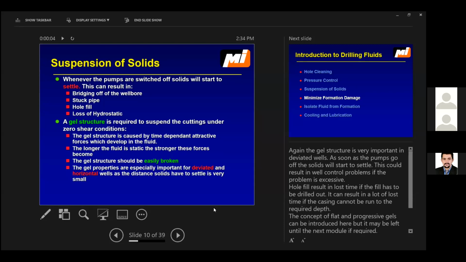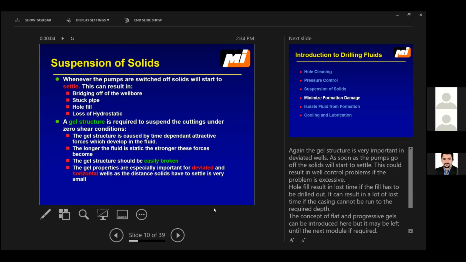So the gel structure should be easily broken. In simple terms, the gelling of the fluid, like a jelly. So when the fluid is static, it should form a gel structure, and this structure should be reversible, meaning easily broken.